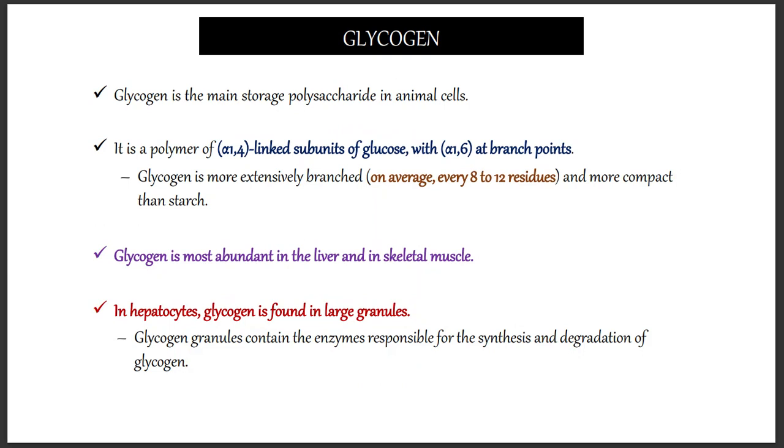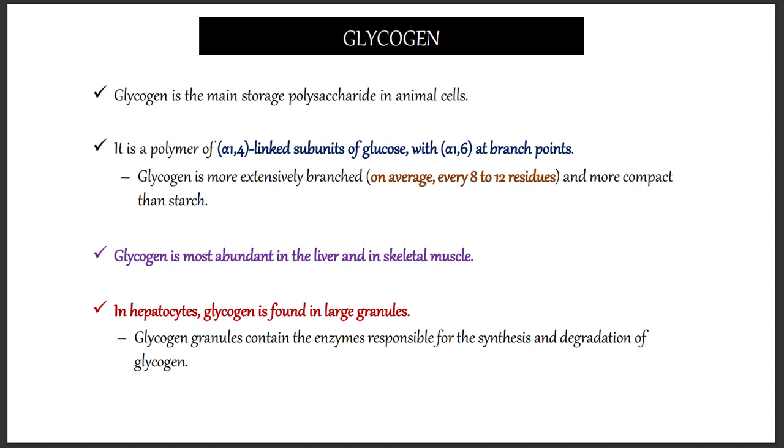Now glycogen is more similar to amylopectin. The only difference is that the branches occur more frequently. You can see for it the branches are after 8 to 12 monosaccharides, different from the amylopectin, which was happening from 26 to 30. Glycogen is most abundant because it's found in animals.